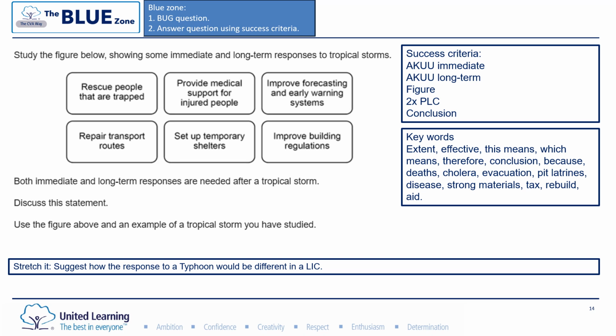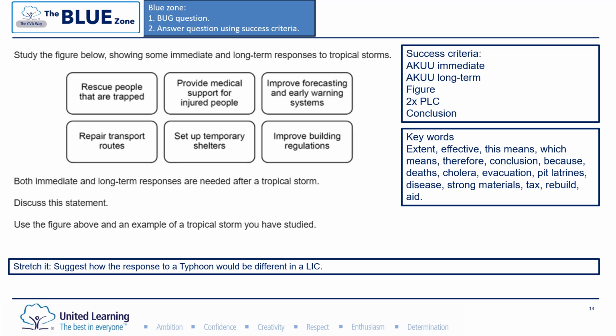So here is your exam question. It says study the figure below showing some immediate and long-term responses to tropical storms. We've got rescue people who are trapped, provide medical support for injured people, improve forecasting and early warning systems, repair transport routes, set up temporary shelters and improve building regulations. And the question itself says both immediate and long-term responses are needed after a tropical storm. Discuss this statement. Use the figure above and an example of a tropical storm you studied.